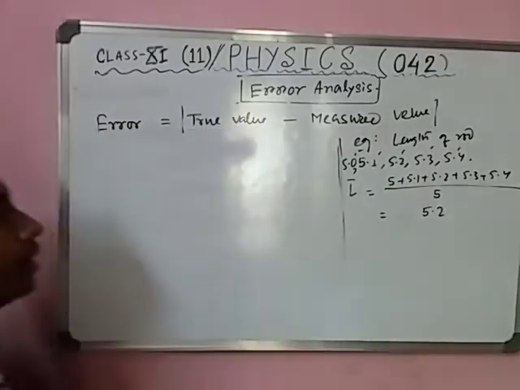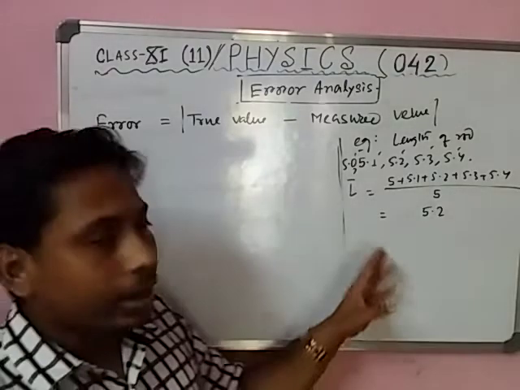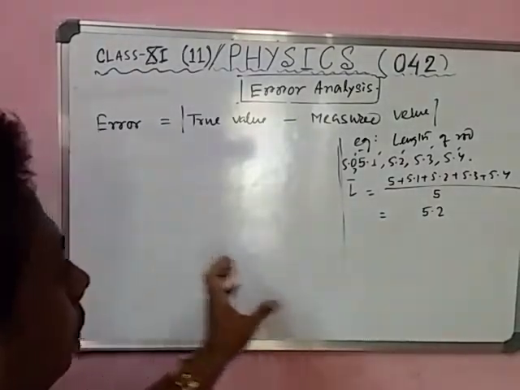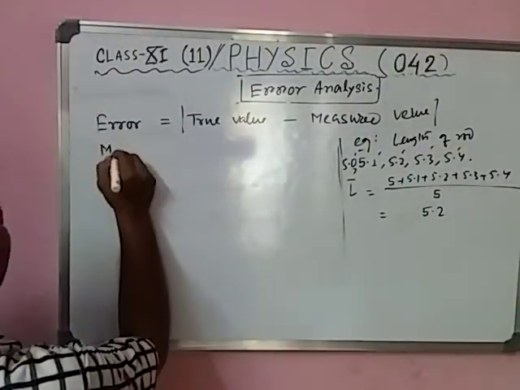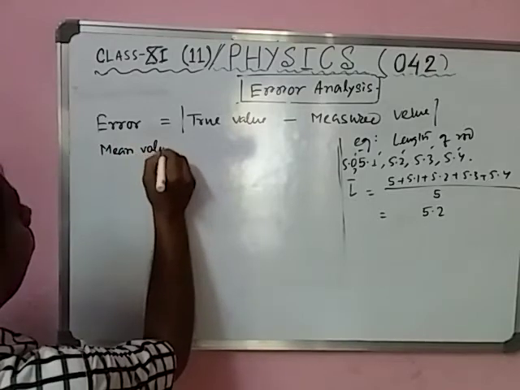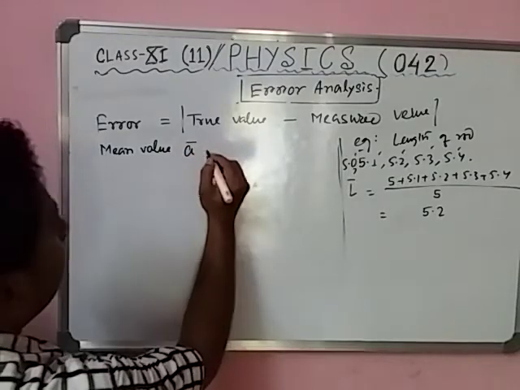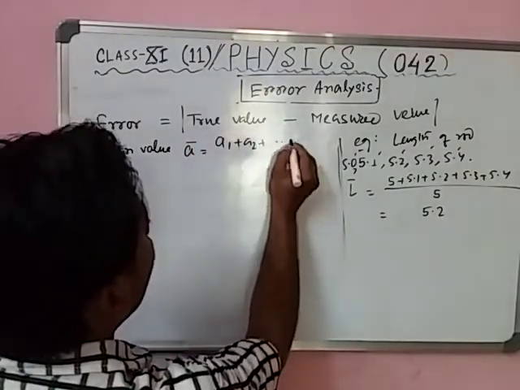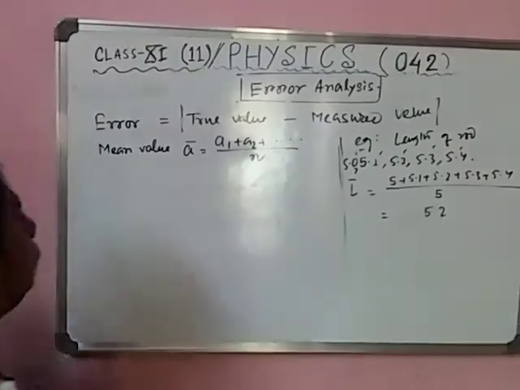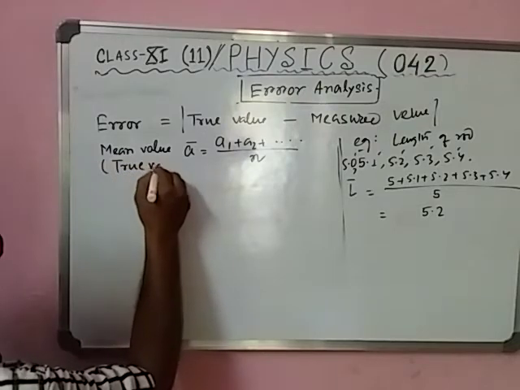5.2. Okay. So this is the mean value. Now we can say this is a true value. So first of all we need the mean value. Mean value of A, we take physical quantity as A. So mean value of A means A bar, which is equal to, we take several observations, A1 plus A2 plus dot dot dot, and the number of observations N. So this is the mean value. We can say this is also called the true value.